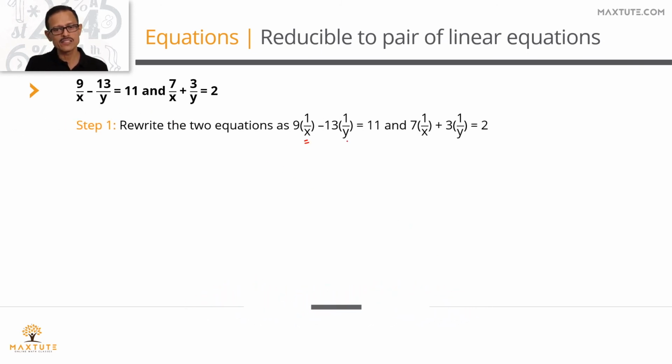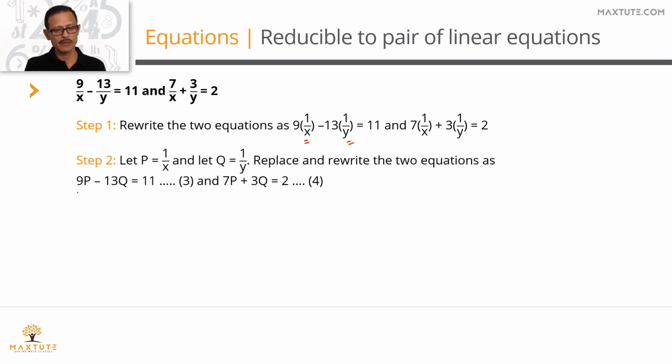9 times 1 by x minus 13 times 1 by y equals 11. 7 times 1 by x plus 3 times 1 by y equals 2. We're going to assign P to be equal to 1 by X and Q to be equal to 1 by Y. So these two equations now are reduced to a pair of linear equations in two variables.